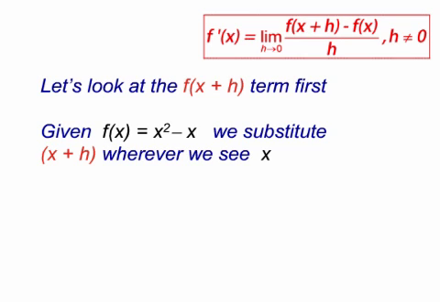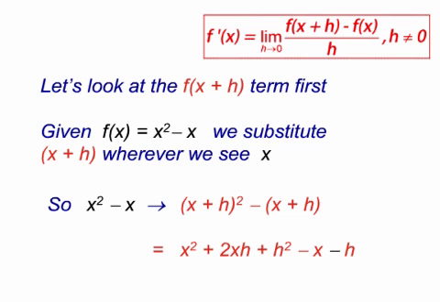So, let's start with the f(x + h) term first. Knowing f(x) is equal to x squared minus x, what we do is substitute x + h wherever we see x. In other words, x squared becomes (x + h) all squared, and x becomes x + h. So we have (x + h) all squared minus (x + h), which on expansion gives us x squared plus 2xh plus h squared minus x minus h.